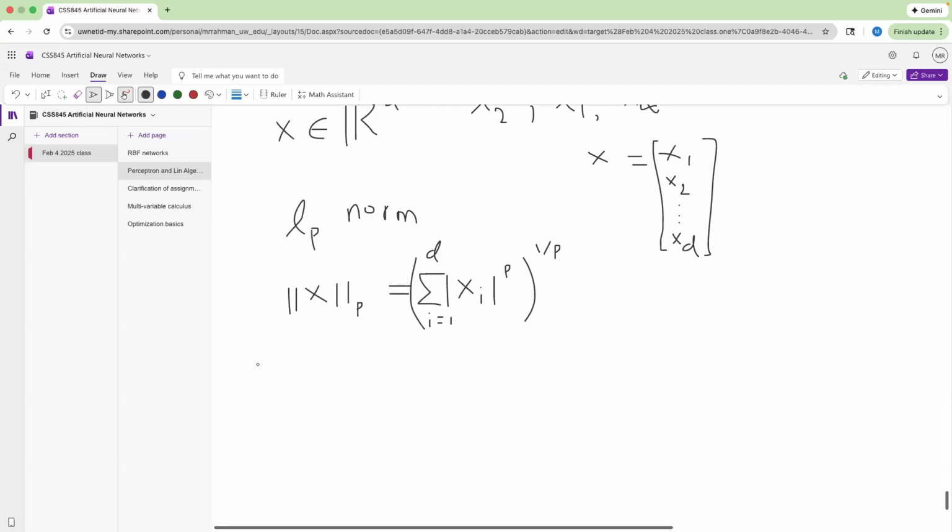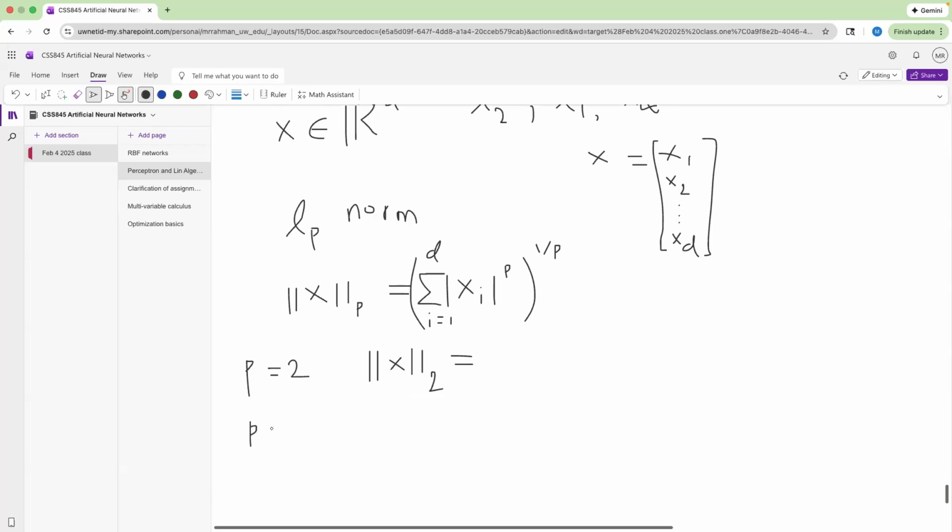Okay, now if we take p equal to 2, then we get back our well-known Euclidean norm, which is the norm that we are very familiar with, the square norm, right? Because if p equal to 2, then we take the square of every entry, we add them up, and then we do a square root, right? So that should be well-known for us.